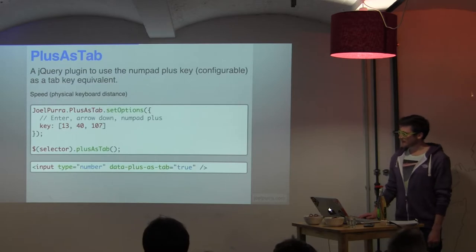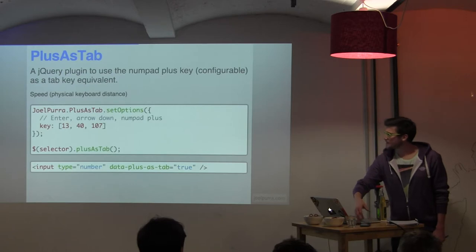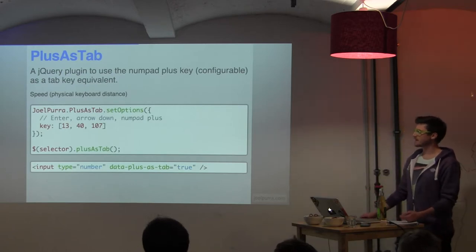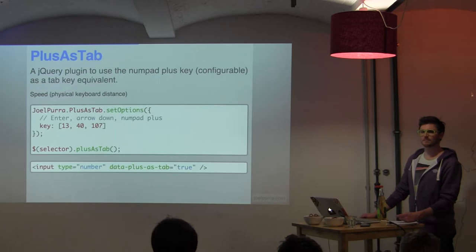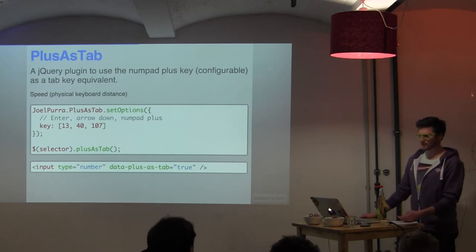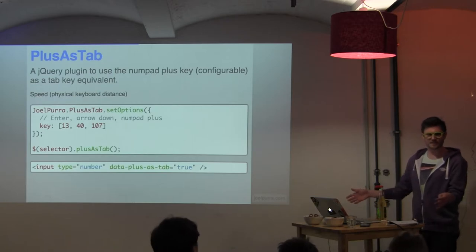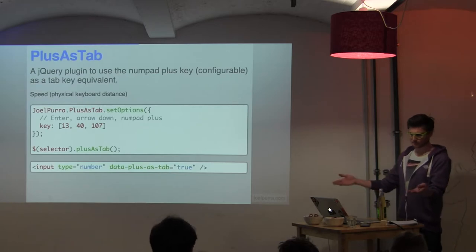And this is also using the numpad plus as tab. It's also configurable in such a way that you can set enter keys or arrow down, apart from numpad plus, as tab keys. Kind of useful to me at least because of working in data entry. Would you see this as useful as well? I mean, keyboard distance is not very long, but could be potentially useful, right? I hope so.